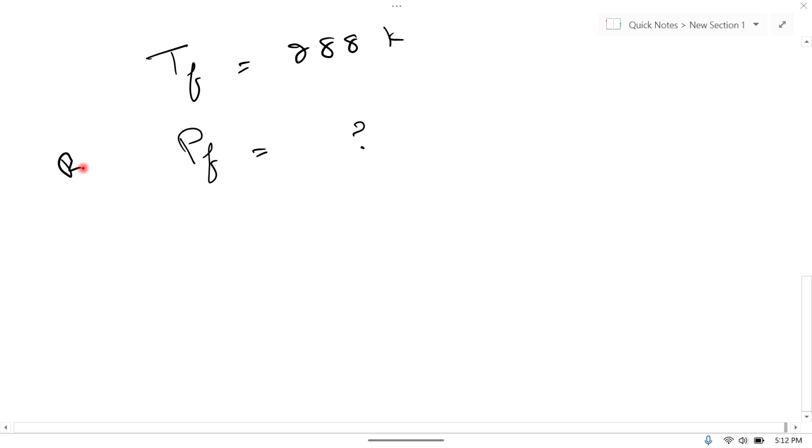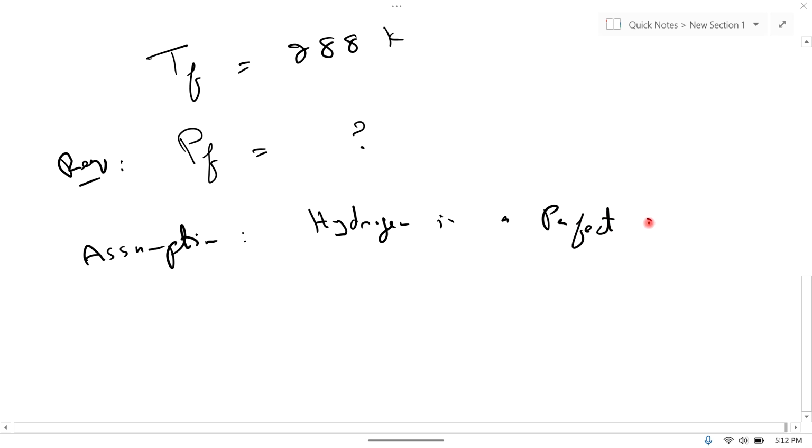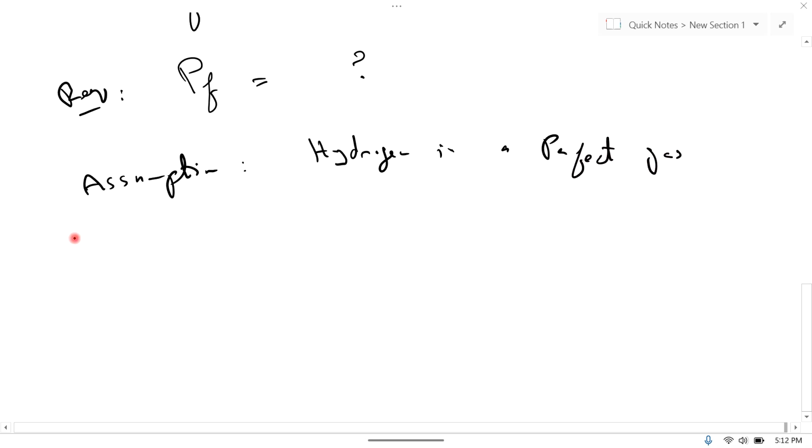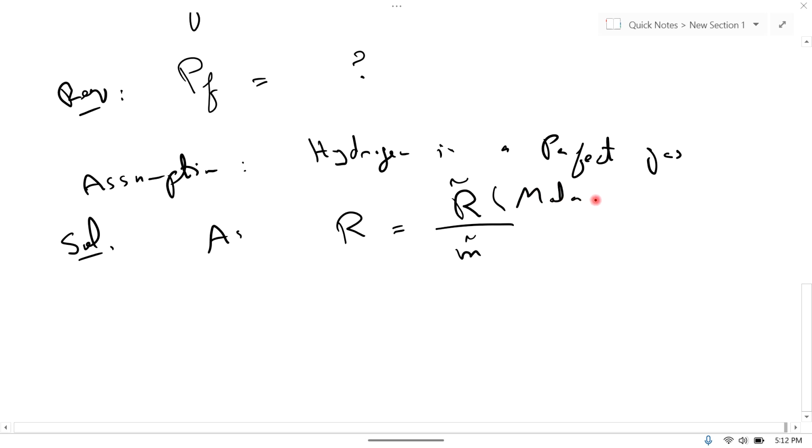This is required, and the assumption is hydrogen is a perfect gas. So we will use the perfect gas equation. In the solution, as we know, R is equal to the molar gas constant divided by molar mass. This R is basically the molar gas constant, and this is a universal constant. Universal means this is constant for all gases, and M dash is the molar mass.